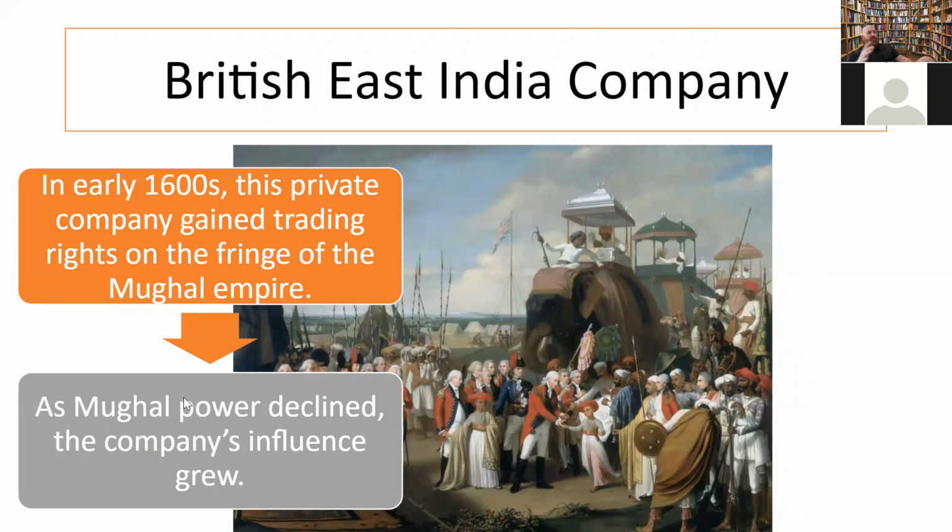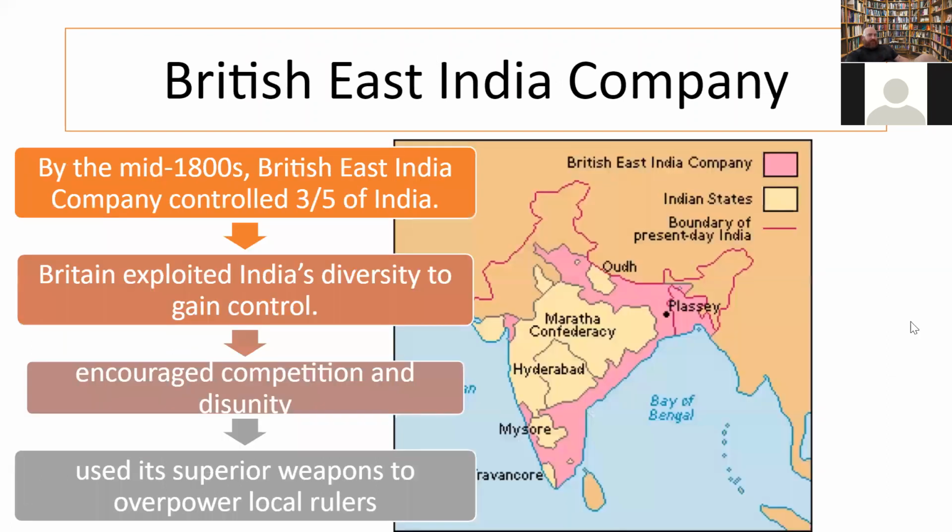So it's a private company. Once again, the British East India Company is a private company. It's not the British government. This is a private company that goes in and slides in and realizes that the Mughal Empire is waning and corrupt, and so they figure they can set up people and buy off people who will be working for them, doing their bidding. And so at some point the East India Company is controlling 3/5 of India.